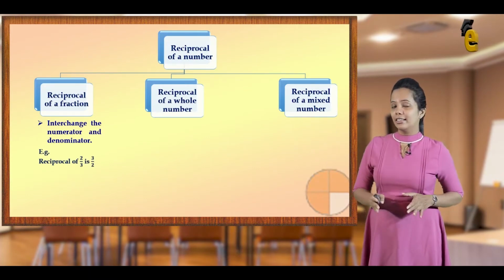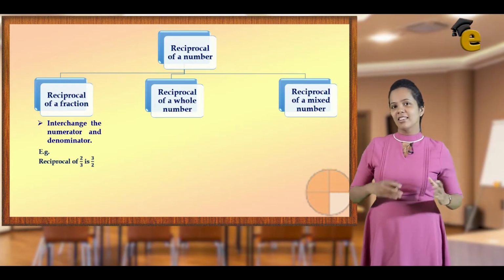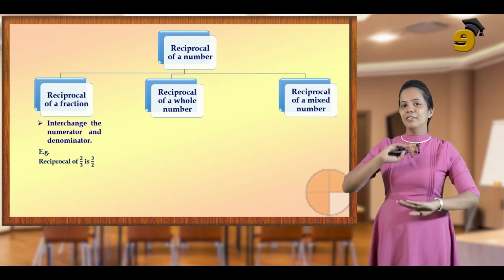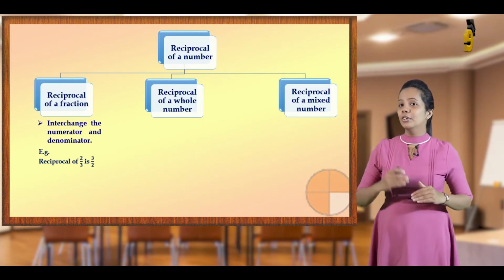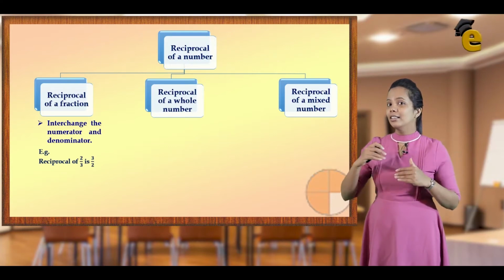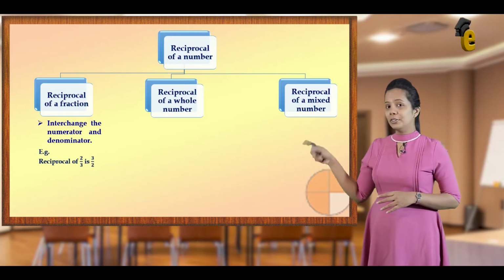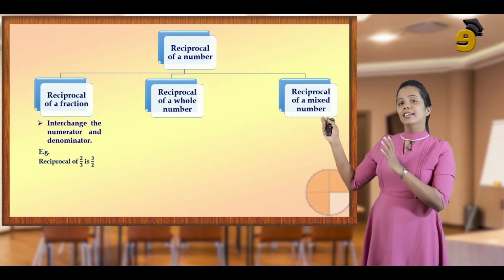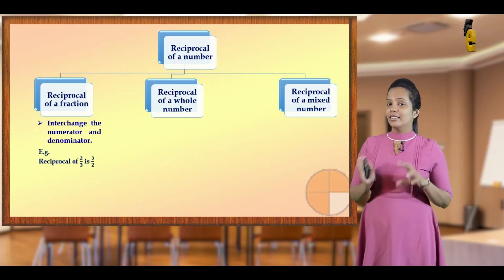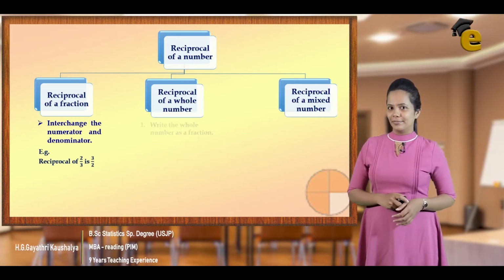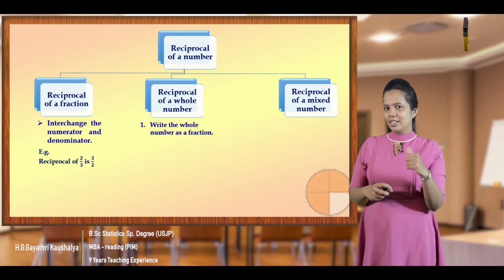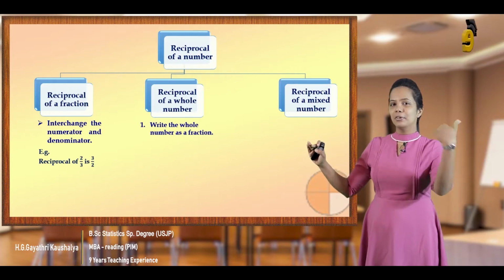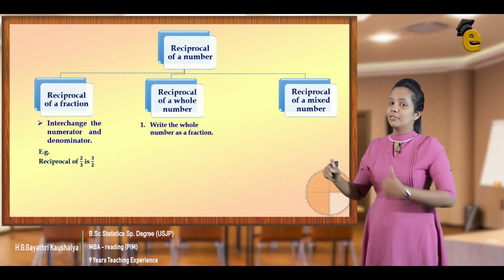Now you have to write the reciprocal of 2/3. How do you do? You simply interchange the numerator and the denominator. So, when you interchange the numerator and denominator of 2/3, it will be 3/2. So, 3/2 is the reciprocal of this fraction. Then, the next thing is finding the reciprocal of a whole number. Now you know how to find the reciprocal of a fraction, so you convert the whole number into a fraction, then you find the reciprocal of the fraction.